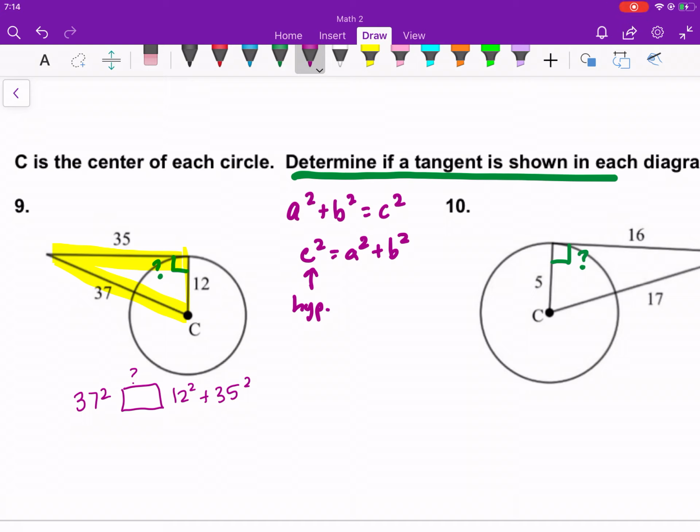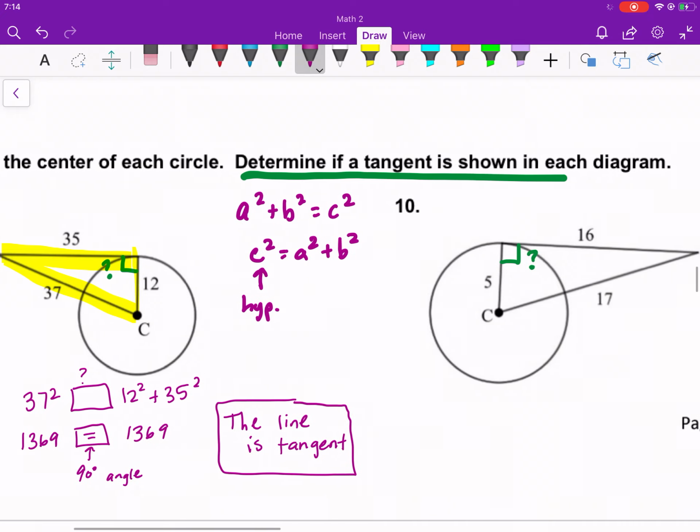Okay, well, I'm going to pull out my calculator, and I'm going to determine what 37 squared is. And that is 1,369. Remember, we're trying to determine, is it equal, greater than, or what? Okay. Then I'm going to go ahead and do 12 squared plus 35 squared. And would you look at that? I get 1,369 as well. So they are equal, which means it's a 90-degree angle. So this is tangent. The line is tangent. Awesome.